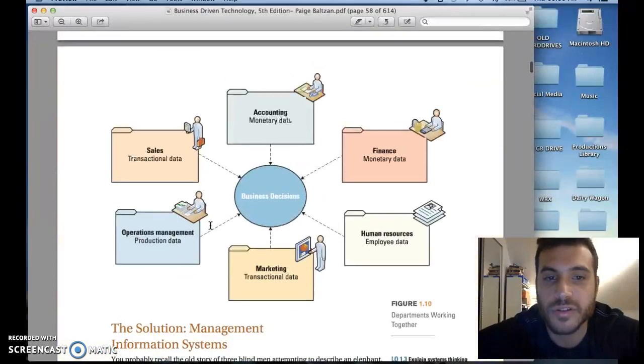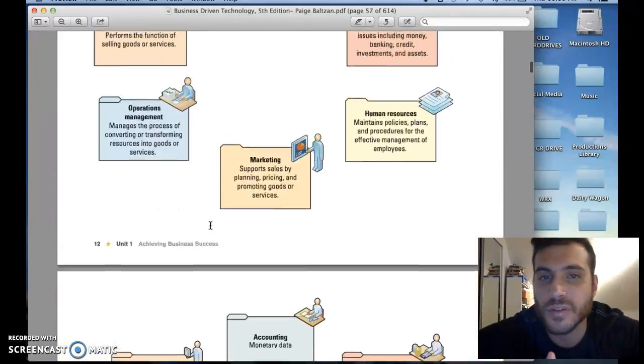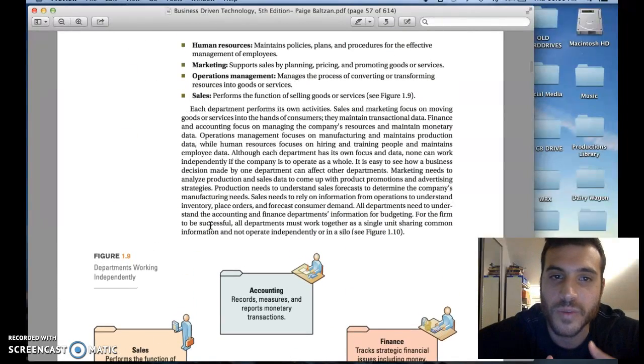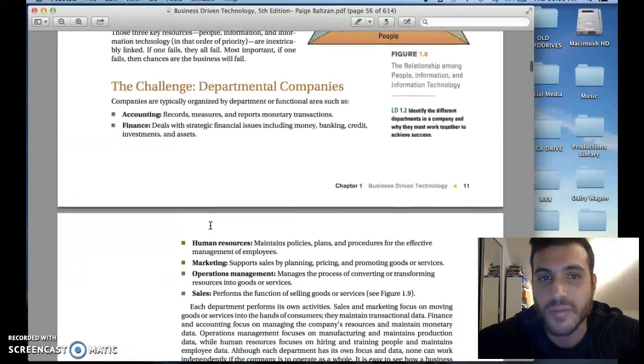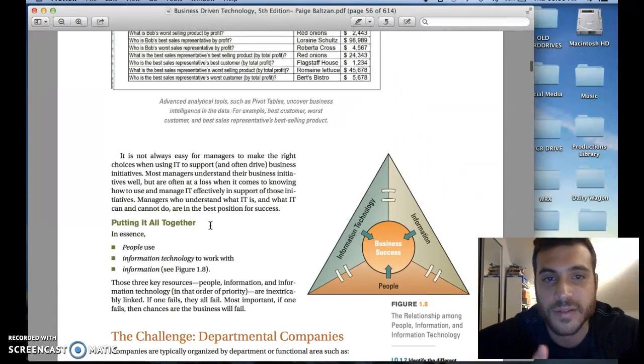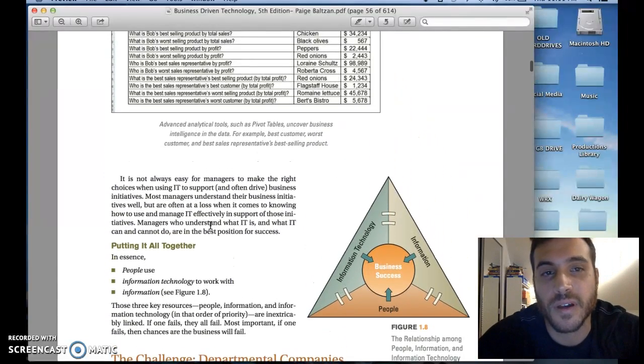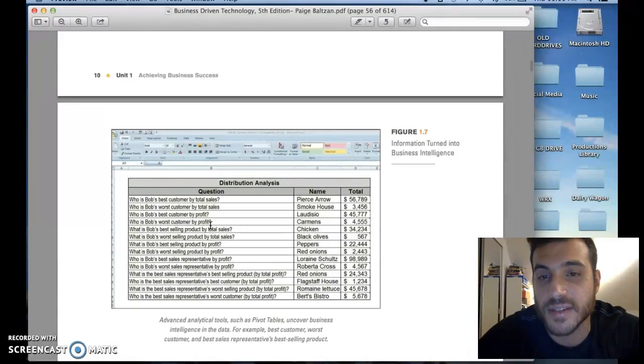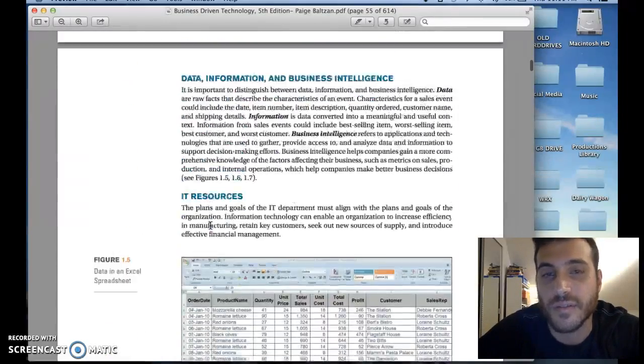And that's pretty much chapter 1. It's kind of introductory. It explains the reason why we use information systems, how it works in our organizations, all the great benefits that we do get from information technology, as well as some examples of successful businesses that have used information technology to their advantage.